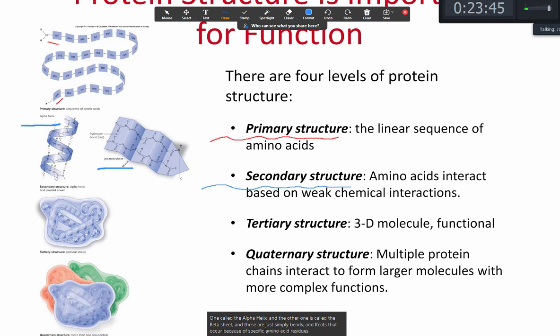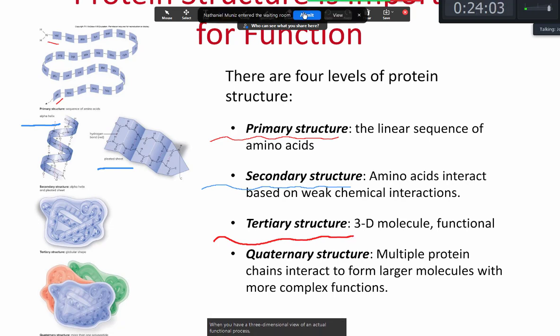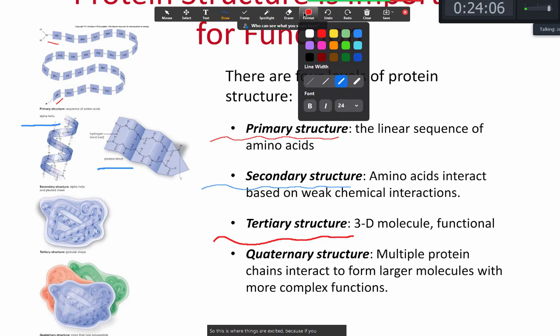Some of these might have a little charge on them, some might have a little bit of a positive and negative ionic interaction, and as a result of that, there could be a twist or turn that occurs. The third level is called the tertiary, and that's when you have a 3-dimensional view of an actual functional protein. So this is where things get exciting, because if you disturb this 3D shape, then the function might not work anymore, right? Imagine you had a key, and that key is completely bent and damaged and deformed, then it might not be able to fit properly into that keyhole.